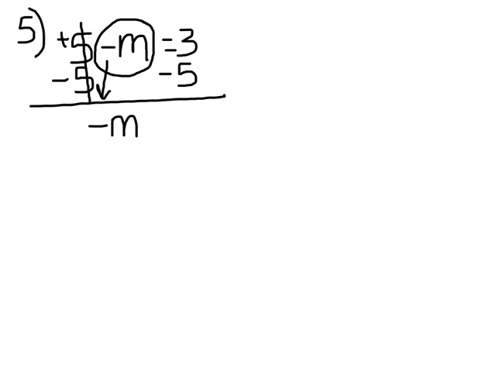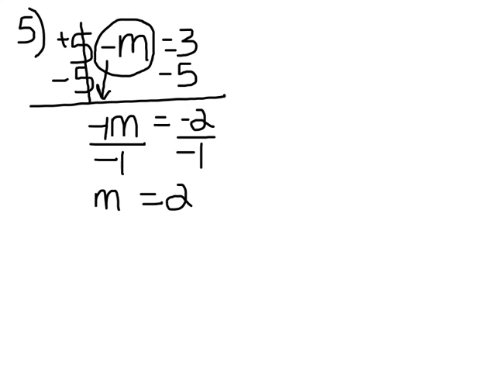On the right side of our equal sign, we have a positive 3 and a negative 5. Different signs subtract. We get a negative 2. We're not done here. Because we have a negative m, we always have to solve for a positive variable. Really, this is a negative 1 times m. So to undo this multiplication, we'll be dividing by negative 1 on both sides. This will leave us with m equals 2.